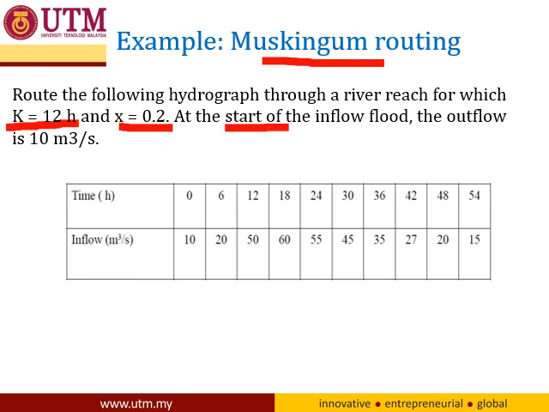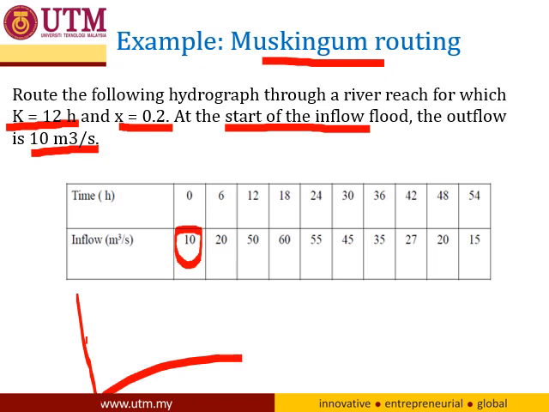At the start of the inflow flood, the outflow is 10. So actually 10 is like a base flow. There's some base flow, so the hydrograph would be like this. So here 10 is like a base flow.